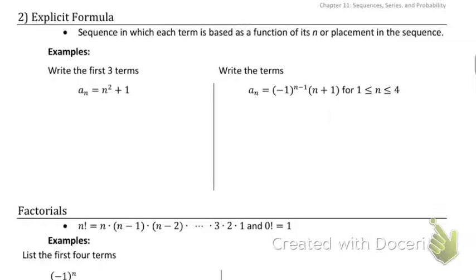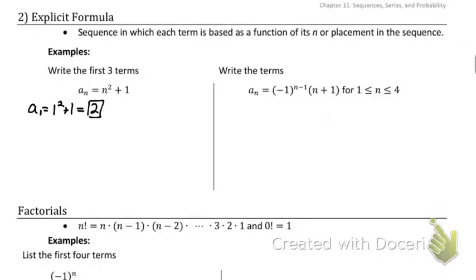Like I gave the example, y equals x squared is an explicit formula. You plug in a number, you get a number out. It's not based upon anything else. So you'll note with explicit, you don't have any of those a sub n minus 1s. You have a strict a sub n equals n squared plus 1. So if I need to find my first term, I'm just replacing all of my n's with 1. So that would be a sub 1 equals 1 squared plus 1. 1 squared is 1, plus 1 is 2.